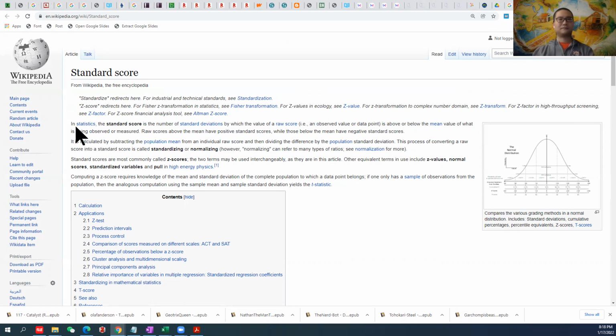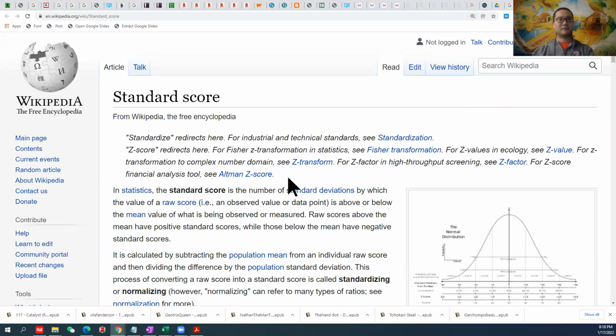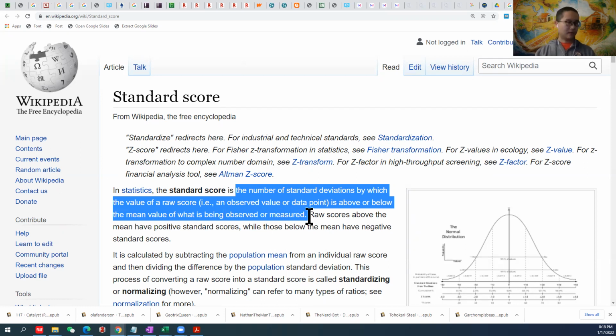All right. We already demonstrated this example earlier, but to summarize it in one sentence, the z-score is the number of standard deviations by which the value of a raw score is above or below the mean value of what is being observed or measured. This is what you can find on Wikipedia. I believe you can find something similar in the handout and videos on Canvas.